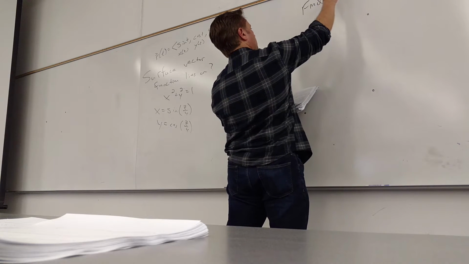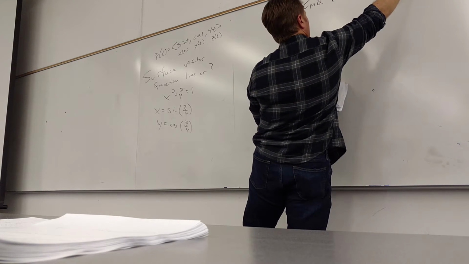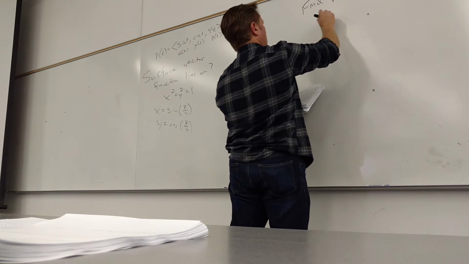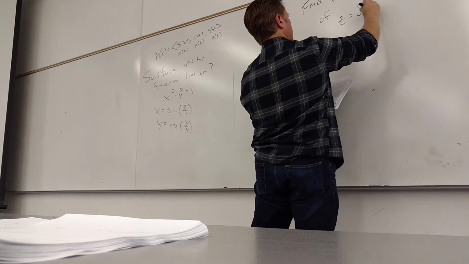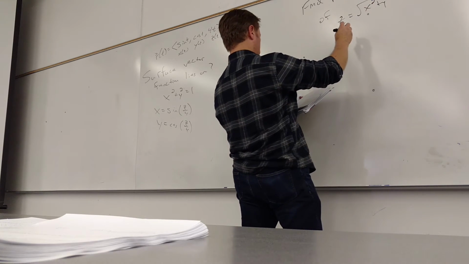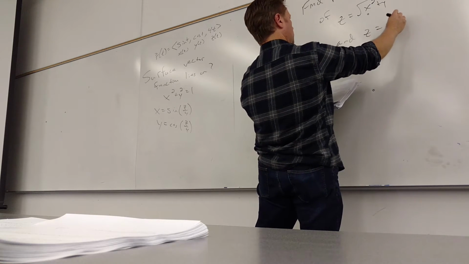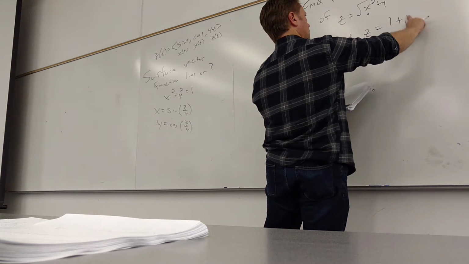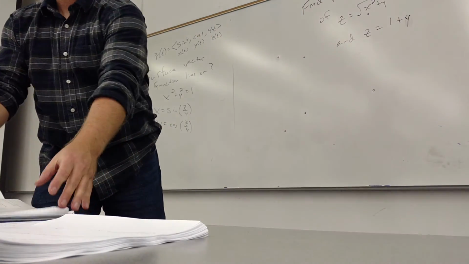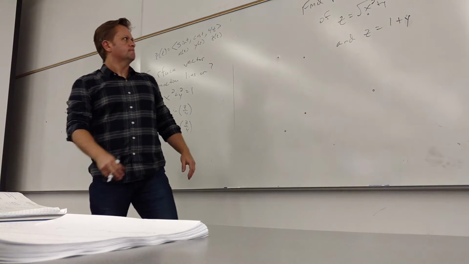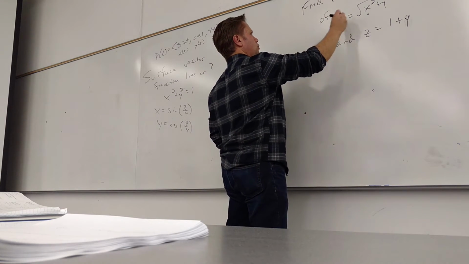Find r of t for the intersection of z equals square root of x squared plus y squared and z equals 1 plus y.